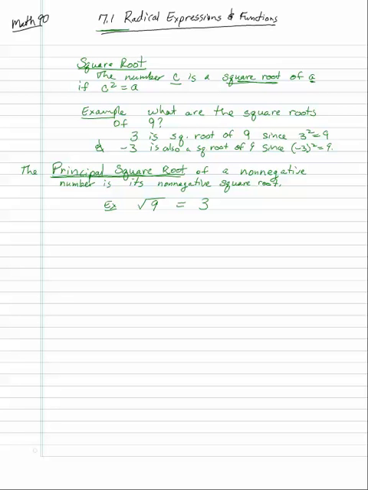Okay, so this radical sign stands for the principal square root. We never say principal square root, but that's what it stands for. You'll never hear anyone say, what's the principal square root of 9? But that's what the radical sign represents.